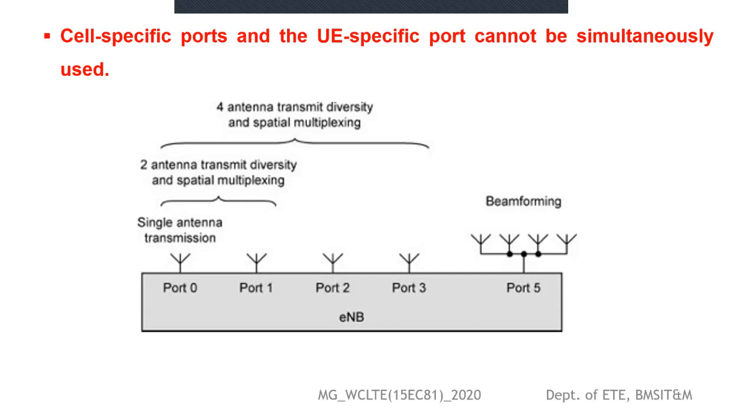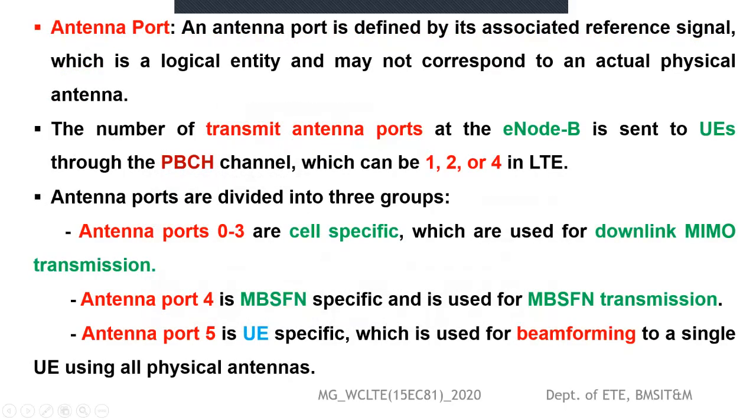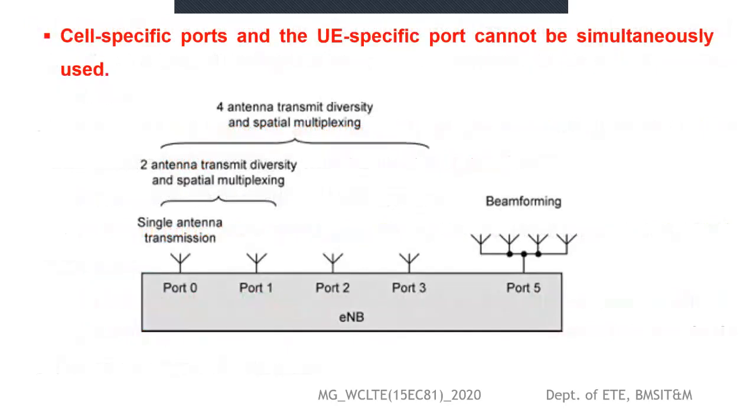In the last slide, I said about this. The number of transmit antenna ports at the eNB is sent to the user equipment through the PBCH channel, which can be 1, 2, or 4. That is what the meaning here is: 1, 2, or 4. So 1 is single antenna, 2 is two antennas, that is transmit diversity and spatial multiplexing, and 4 is from port 0 to port 3, that is for 4 antennas.